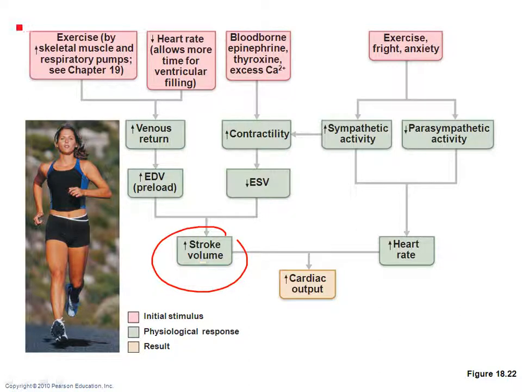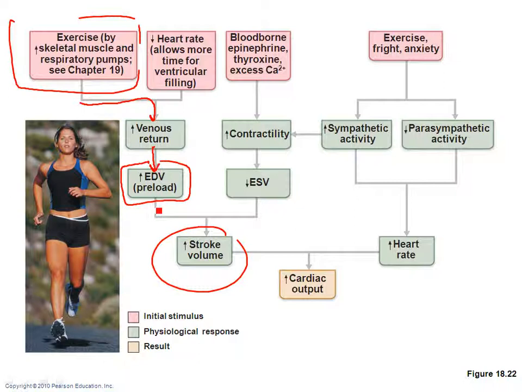What will increase your stroke volume? Exercise. When you're exercising, that increases the amount of blood returning to your heart. It speeds that up. More blood flows into the ventricles with each heartbeat. So that's increasing your preload. You're pre-stretching the ventricles more so your actin and myosin filaments can have greater room to slide across each other. And that is going to cause more forceful contraction of the ventricles. You're going to squeeze more blood out with each contraction.